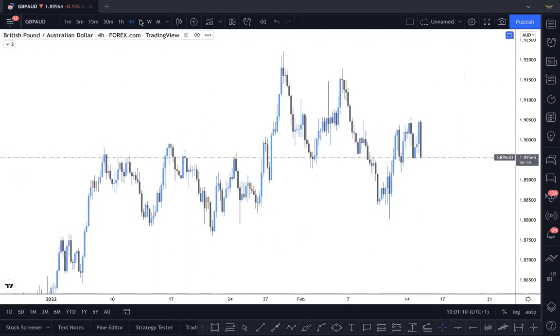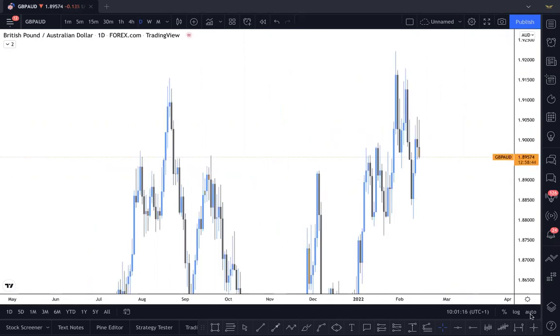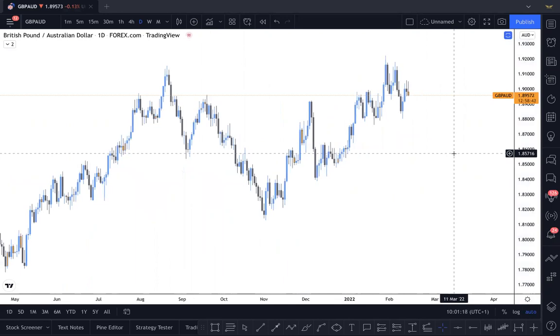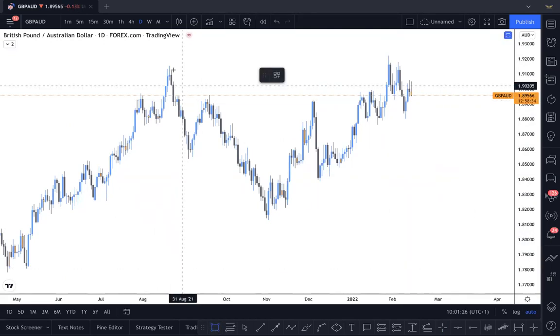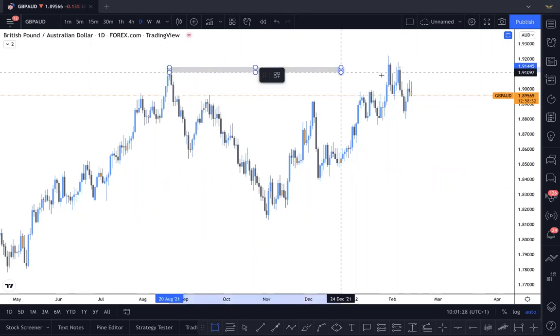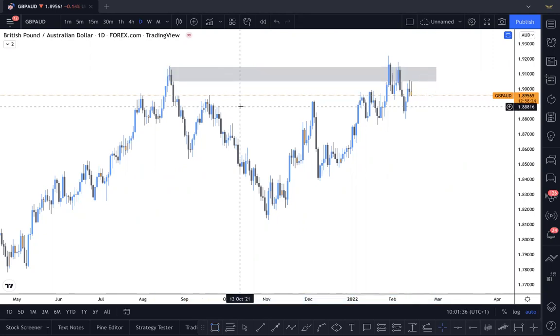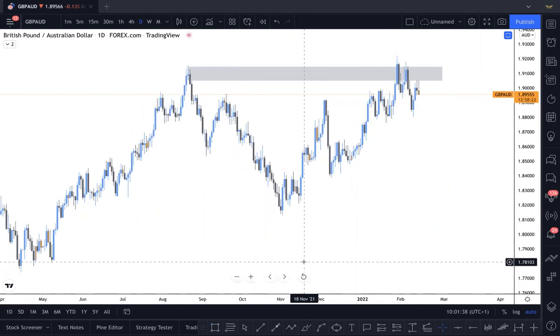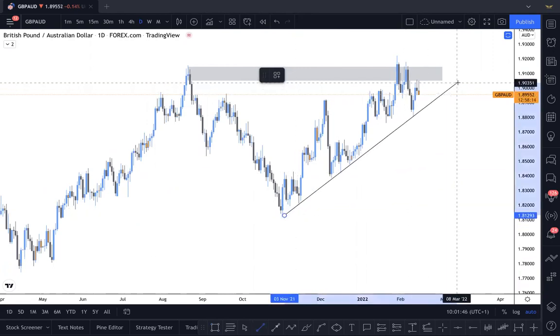So GBP AUD is part of the pairs that I'm looking at, and I'm pretty bearish on it because it has been ranging at a supply zone, right? The market is yet to have momentum until yesterday. The candlestick was quite bearish. It closed as a pin bar. So I'll be looking at a sell setup, right?